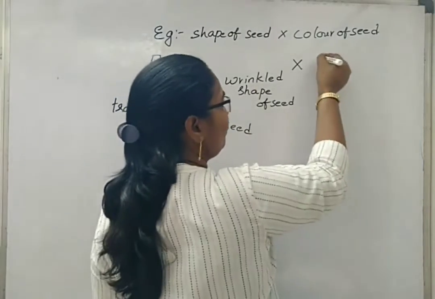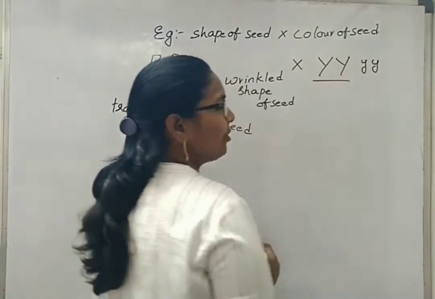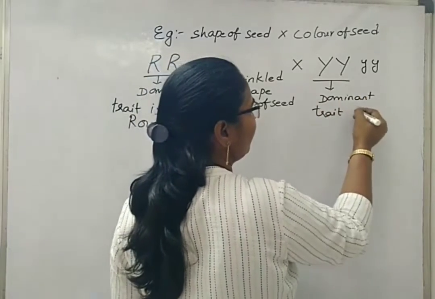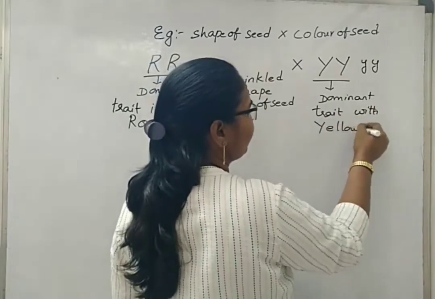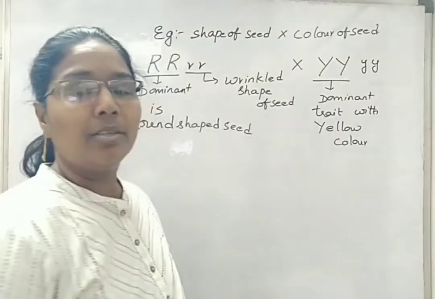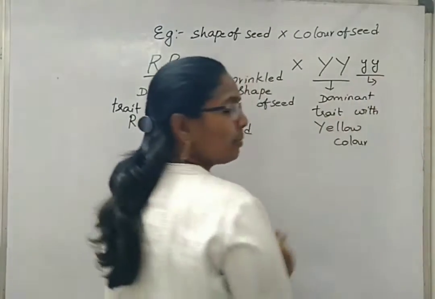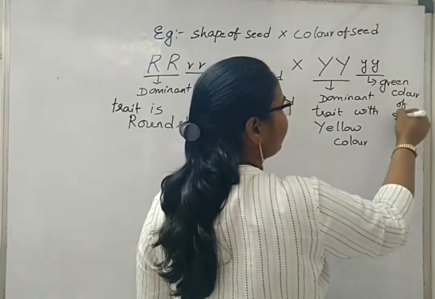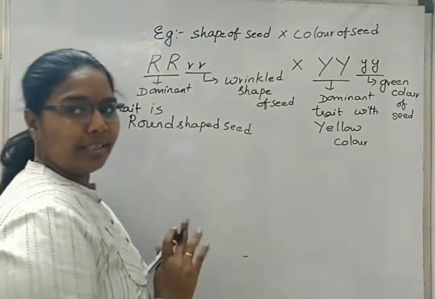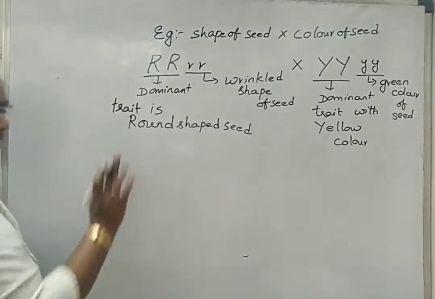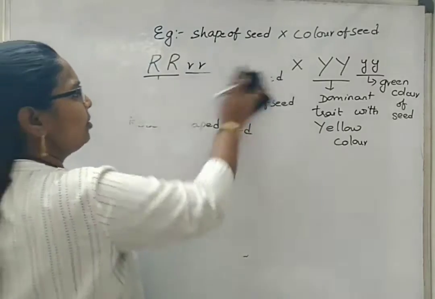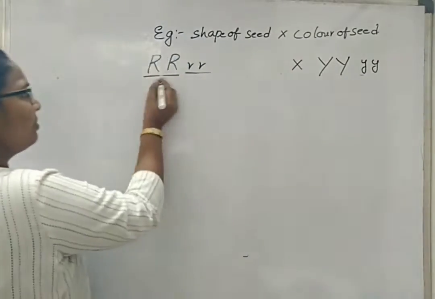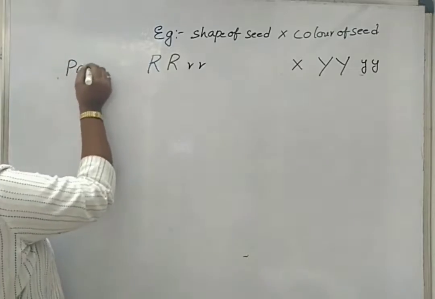Now, color of the seed. This pair of alleles is responsible for the dominant feature or trait, yellow color of the seed. Yellow color is considered as a dominant color for the seed. Now this small y representation, or the allele pair, is responsible for green color of the seed. We are taking two different characteristic features for our explanation. Now, let's take two types of these phenotypic characters as parents and do the cross. So these are considered as the parents.